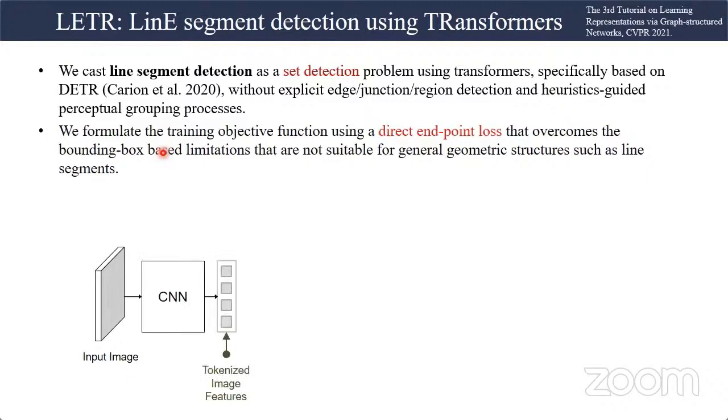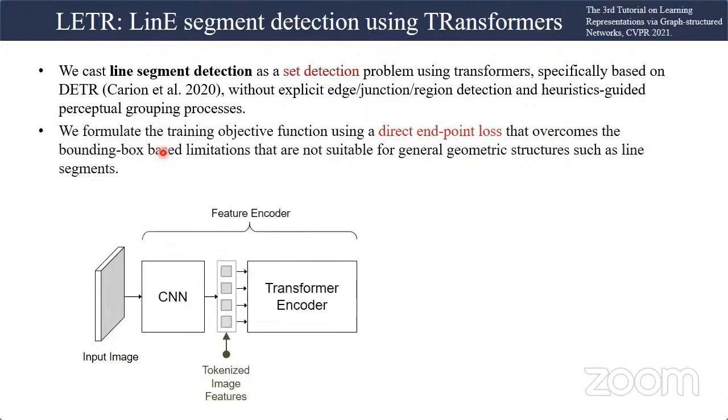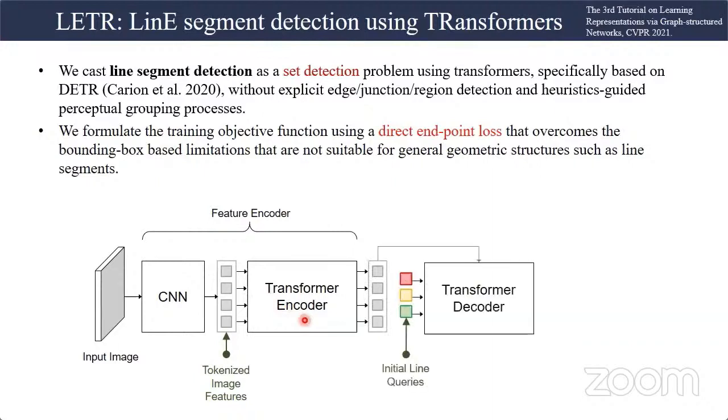Here, it shows the pipeline for our LETR algorithm. The image features for an input image are first obtained using a CNN network, which are then fed into an encoder for further representation learning, and then followed by a decoder to perform line segment detection directly.